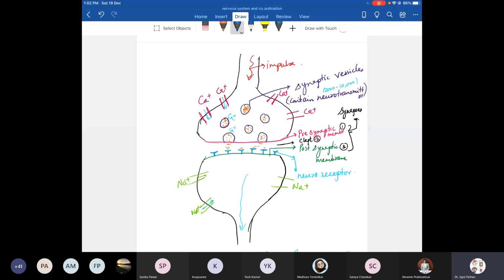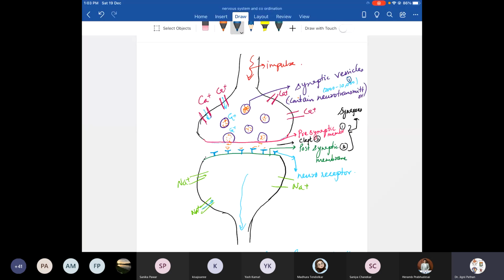Now, the impulses that are coming from neuron 1, when they reach the end, at the knob of the neuron, there are vesicles. Those are called synaptic vesicles. These synaptic vesicles contain neurotransmitters. How many neurotransmitters? 2000 to 10,000 neurotransmitters in one vesicle. This number is for one. Are you getting it? One vesicle will have 2000 to 10,000 neurotransmitters. So you have many, many synaptic vesicles.